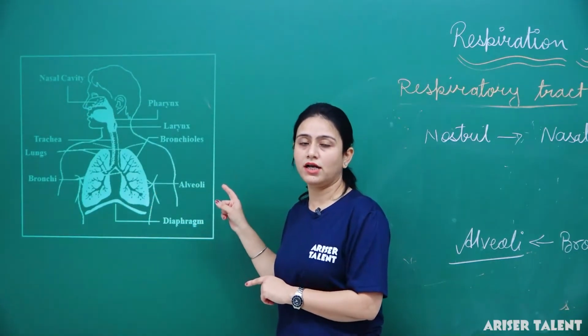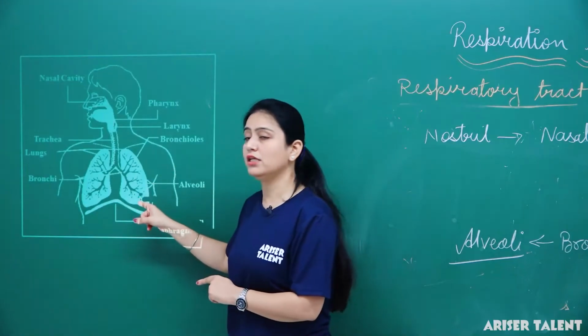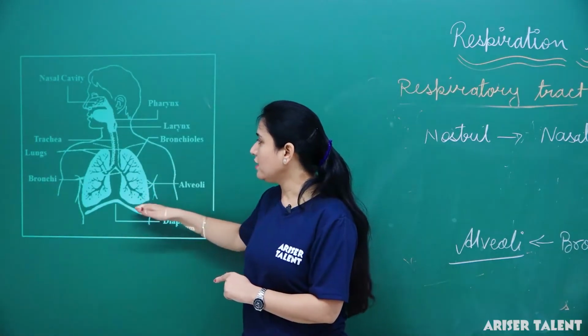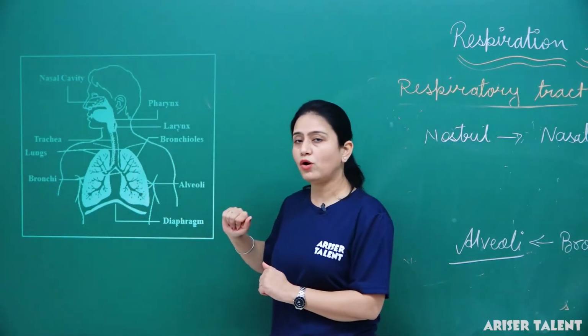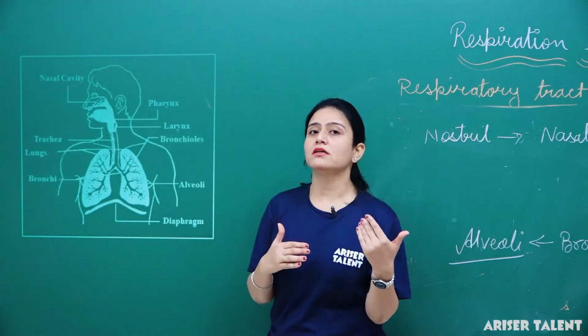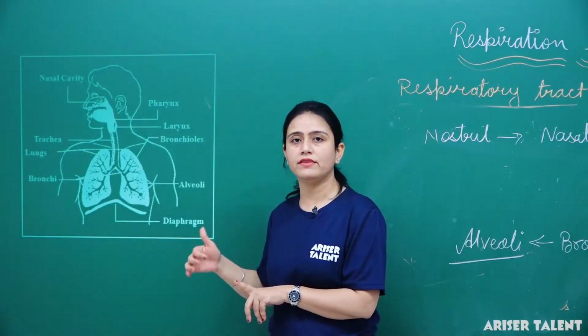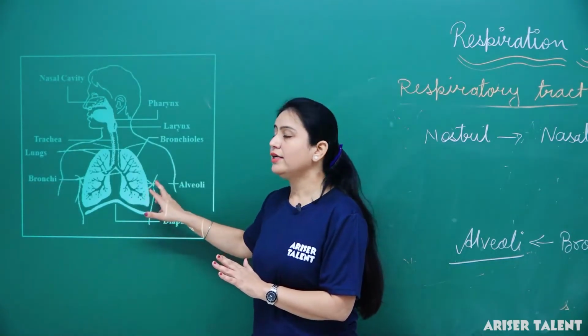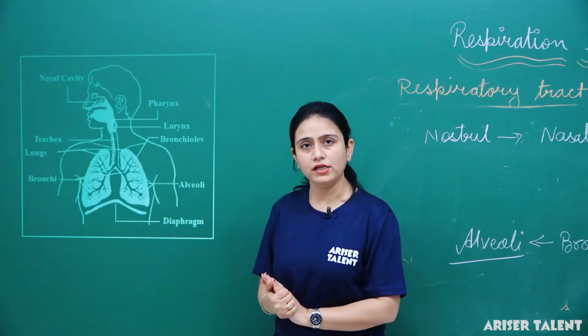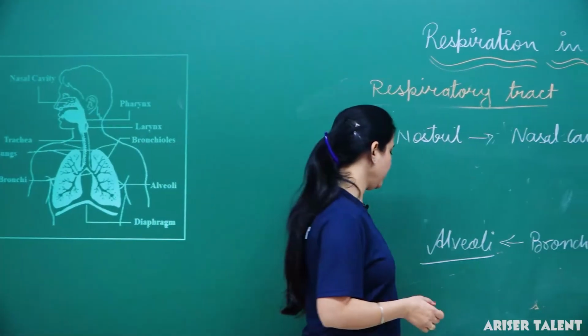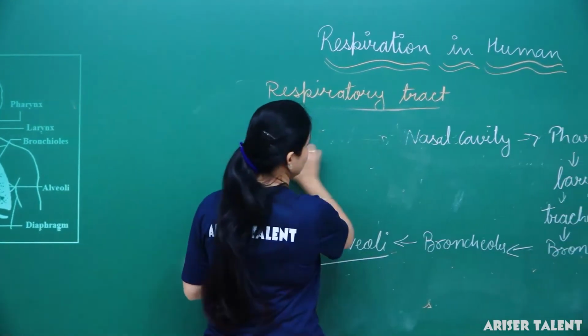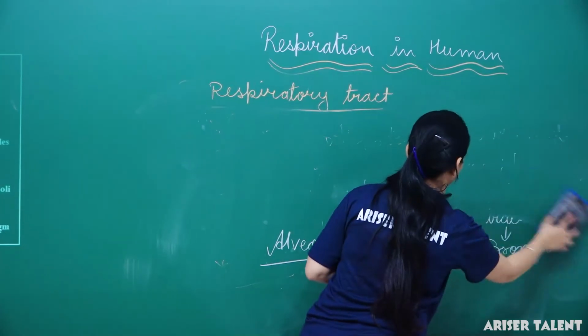Now that carbon dioxide is released here in the alveoli, and then it is released into the water, because generally carbon dioxide gets easily dissolved in water than oxygen, then it is passed out of the body. Now let me explain it by the notes. Let me give you the notes.